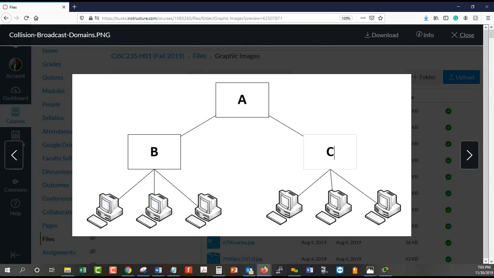All right, let me test you a little bit. I see that your mute is on. Okay, that's no problem. You can just type your answers in. So here we have a network with 3 network devices and 6 PCs. If all of these devices, A, B, and C, are hubs, how many collision domains do we have, and how many broadcast domains do we have?